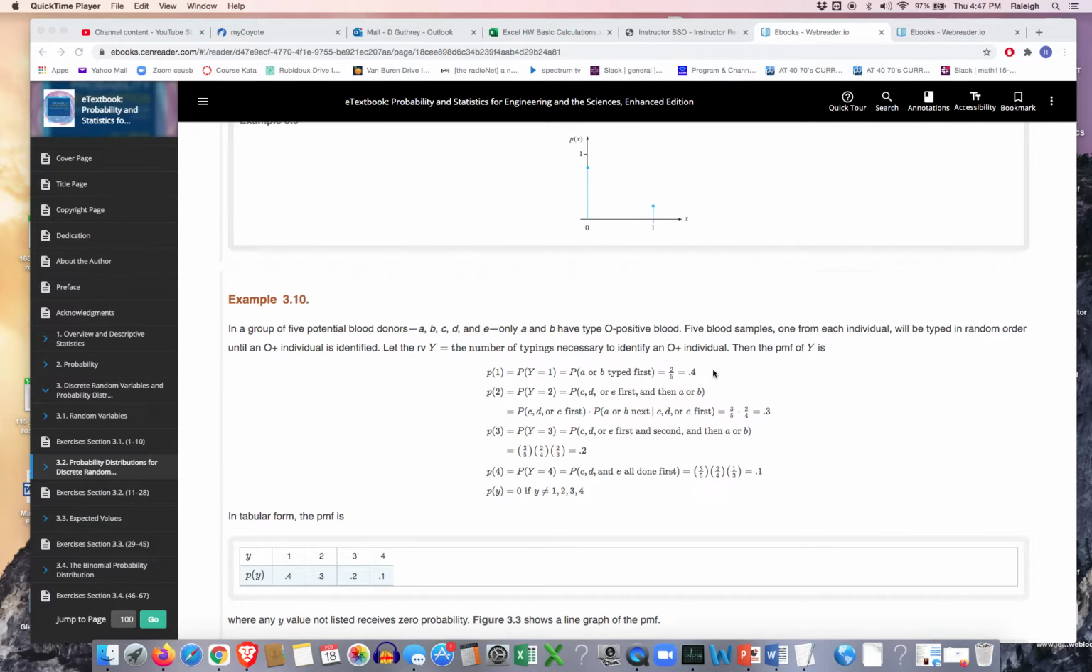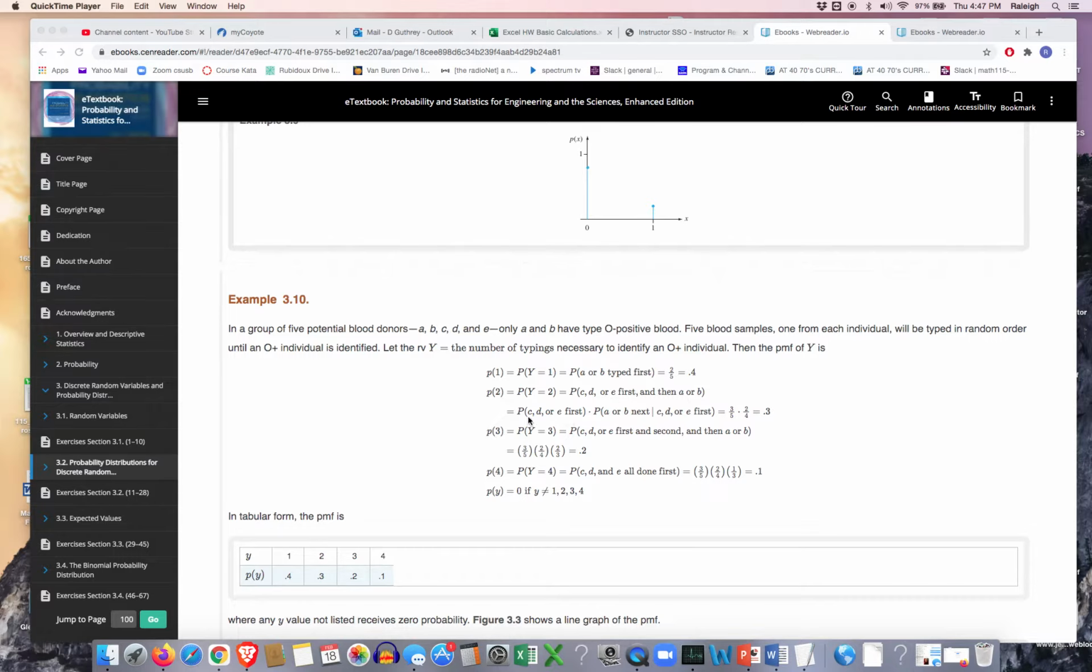That's 0.4, 40%. What about on the second draw? Well, in other words, we have to get a non-O positive first. That's C, D, or E. They're the ones that did not have O positive. So we continue to go to a second draw, second type, and then we get A or B.